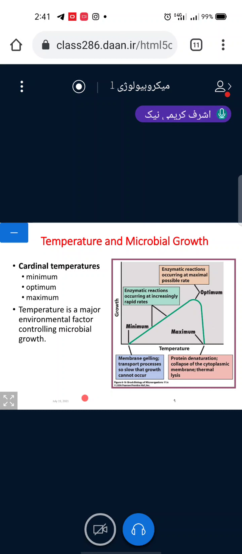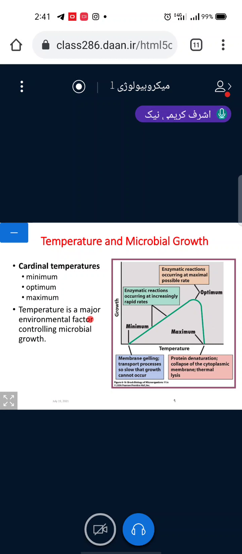Temperature and microbial growth. Cardinal temperatures. Three temperatures are very important for us: minimum temperature, optimum temperature, and maximum temperature.